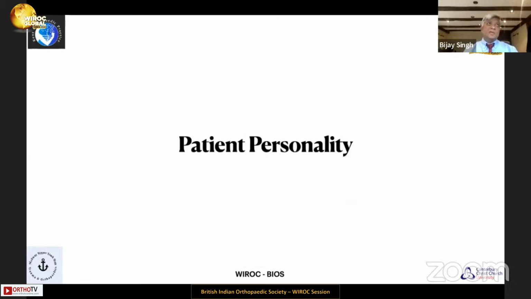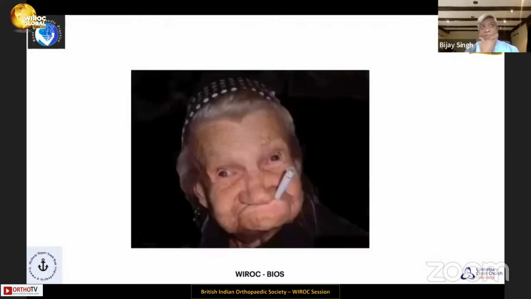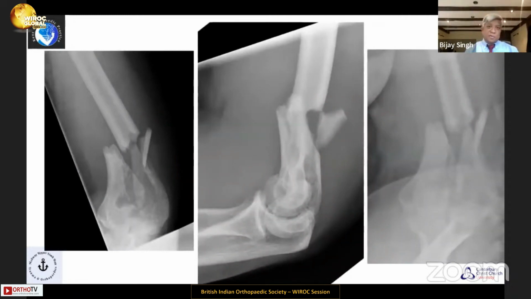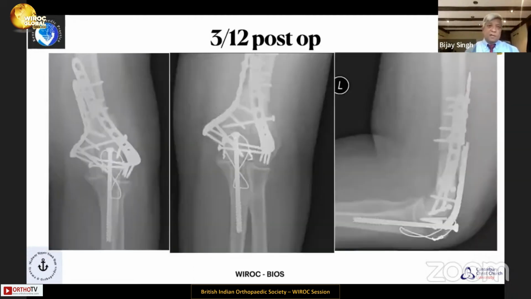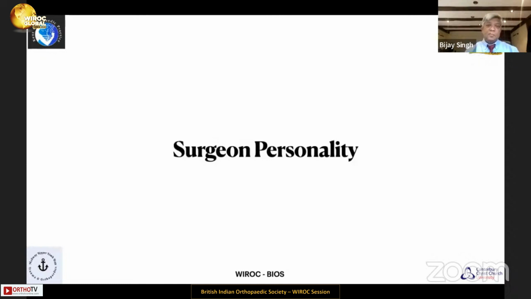Patient personality: choosing the right patient for the right treatment is always great. If you've got an elderly smoker, unreliable, then you are in for trouble. This is another case, a young man, overweight, obese, not very reliable. The fixation I thought looked reasonable, but at 3 months, the plate snapped. And again, there was learning for me here, which I will share in later slides.